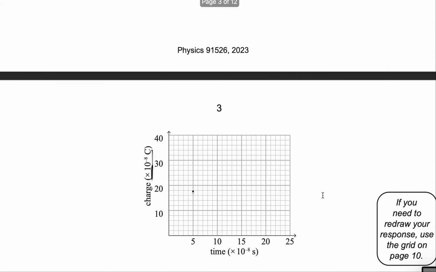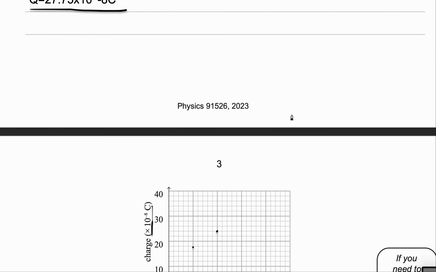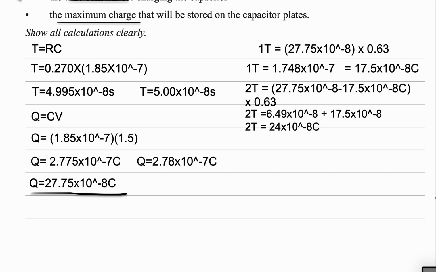Once again, we mark that on the graph right there. Cool. So we'll do the same thing again: the maximum value minus the previous value, for this value here, times that by 0.63.